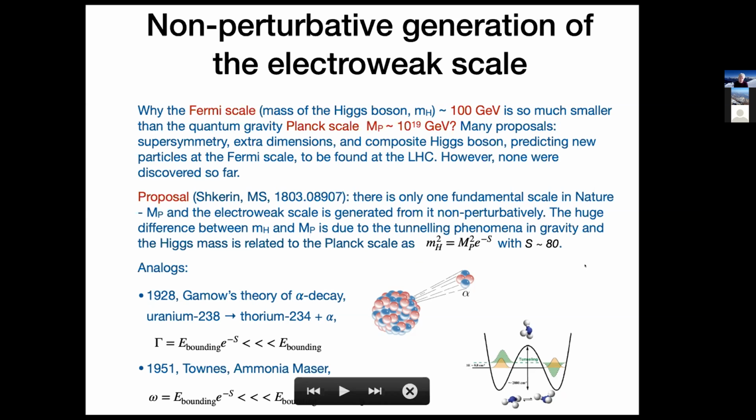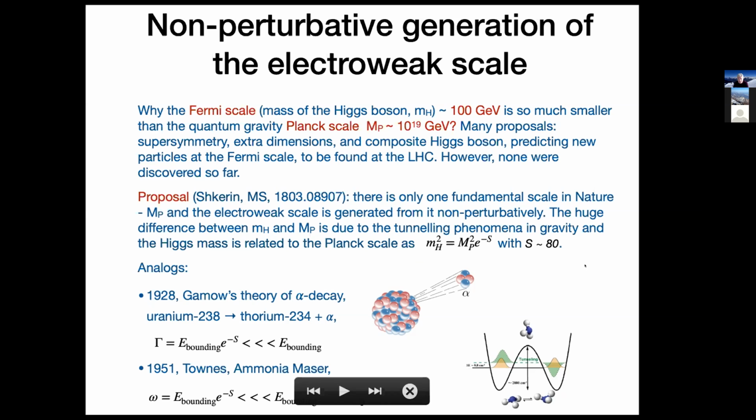Together with Andrei Shkerin, we came up with the following proposal. There is just one fundamental scale in nature. This is M Planck, and the Electroweak scale is generated from it in some non-perturbative way. There could be different non-perturbative effects, and the one we have in mind here is associated with tunneling phenomena, which can be described by semi-classics. What I'm going to argue is that these semi-classical solutions, instantons, in this case a particular gravitational instanton, may be contributing to and producing a non-zero Electroweak scale.